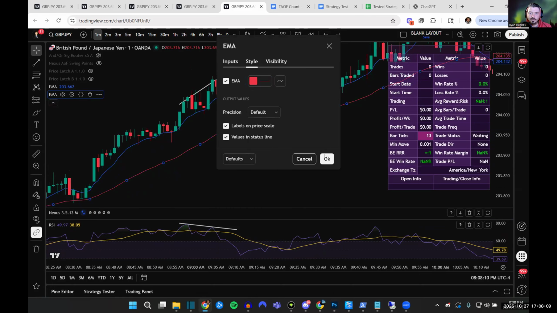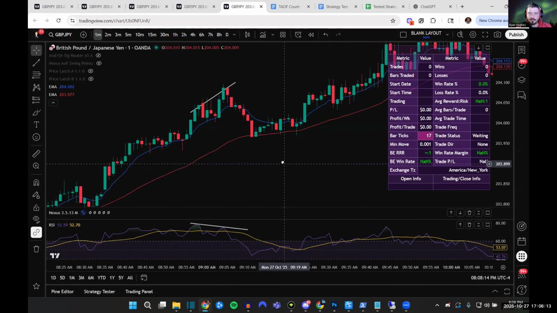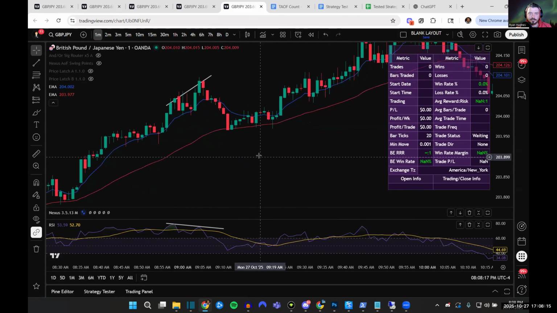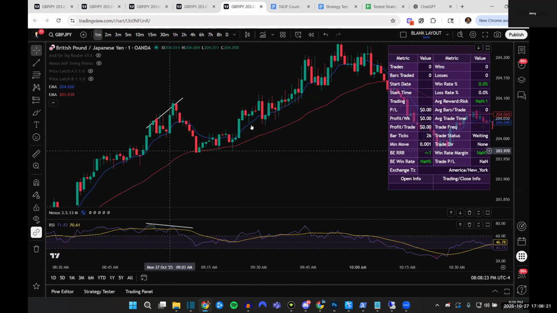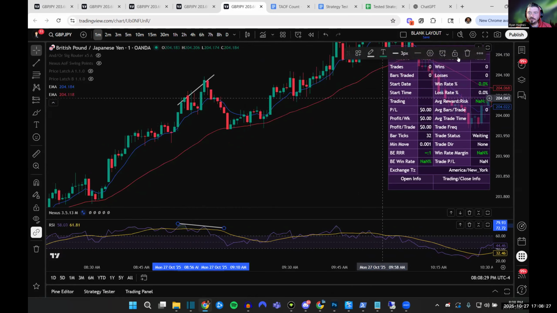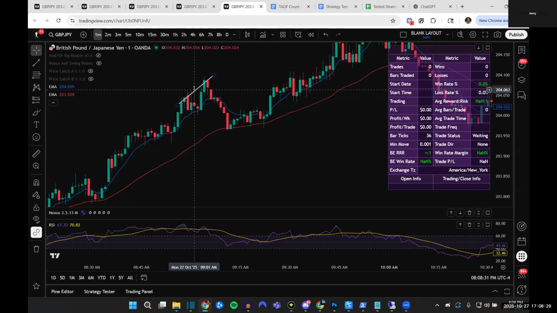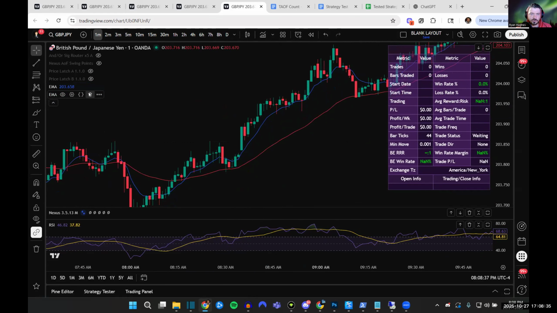So basically what it does is it comes down, finds support at another subsequent EMA and then bounces off of it and continues up. You can see that it continues to travel a long distance while the RSI is showing that it should be reversing. But again, that's neither here nor there. We're just playing around with a strategy at the moment.